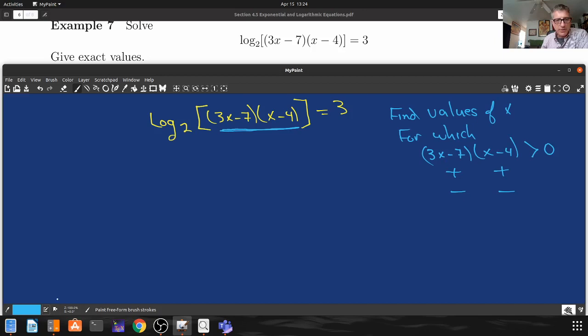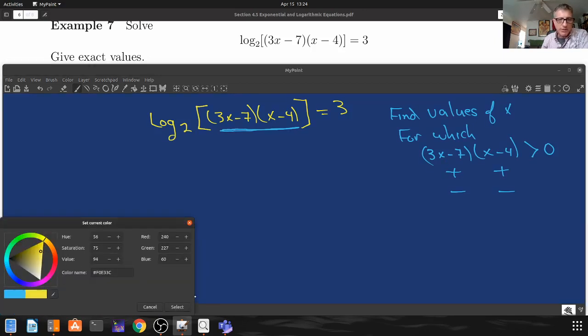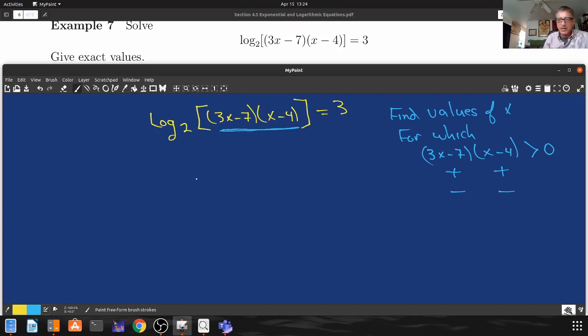So let's just solve the following inequalities, and then I'll show you how I do it. You can do it. If you have another way to do it, that's fine. So we're just going to solve the inequality 3x minus 7 is greater than 0. And that's going to give me x is greater than 7/3. And then I'm going to solve the inequality x minus 4 is greater than 0, and that gives me x is greater than 4. So what I'm going to do is I'm going to draw two number lines again.